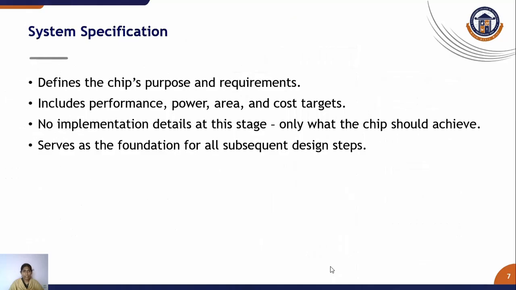The very first step is system specification. Based on the customer need, we describe the specification of our chip. Here we define the chip's purpose and requirements. It includes performance, power, area and cost targets. Here we do not define the implementation. At this stage we only define what the chip should achieve.